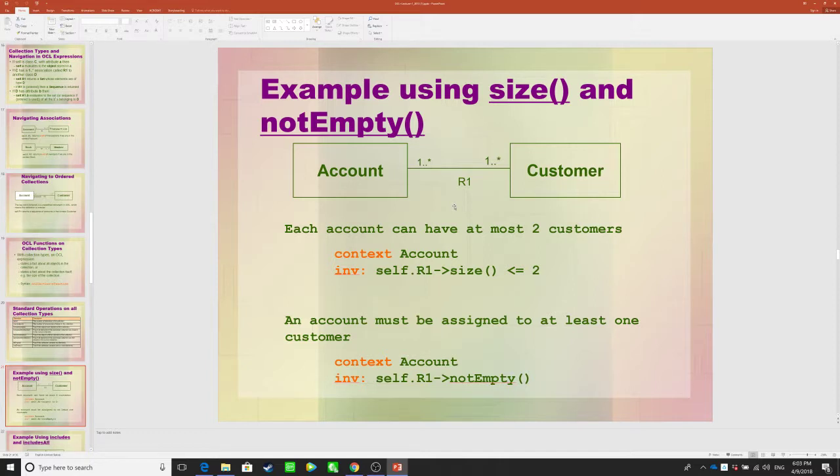Like computer.size doesn't make sense because we have only one computer, right? If we have a set of computers, dot size, we know how many computers there are. So self.r1.size less than or equal to 2. This whole thing, these two lines, is a formal specification of the meaning: each account can have at most 2 customers.